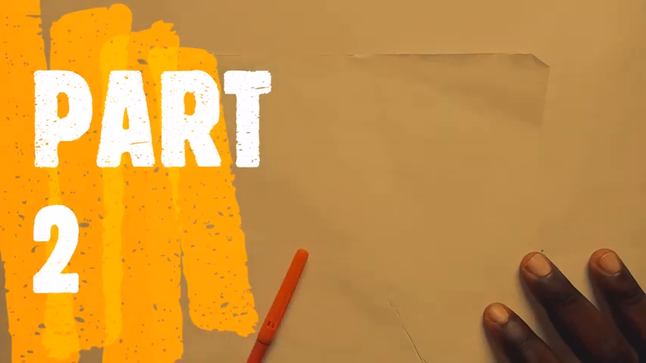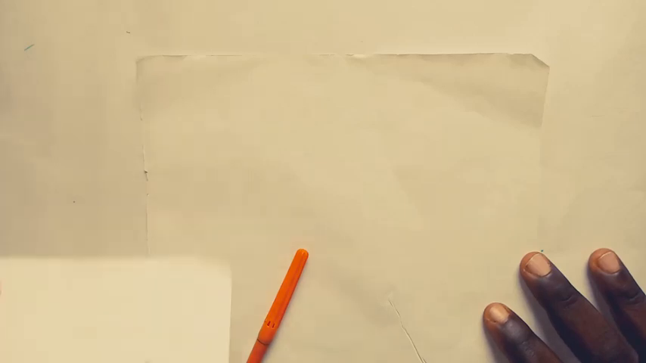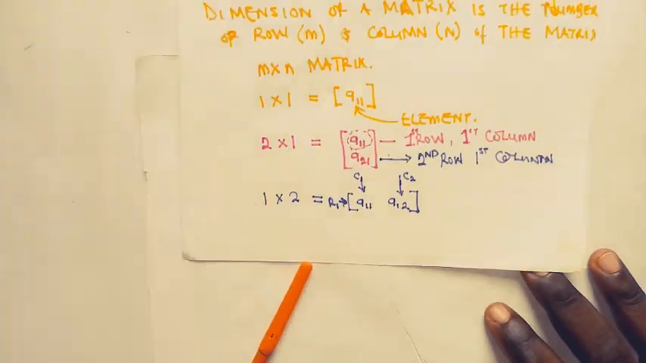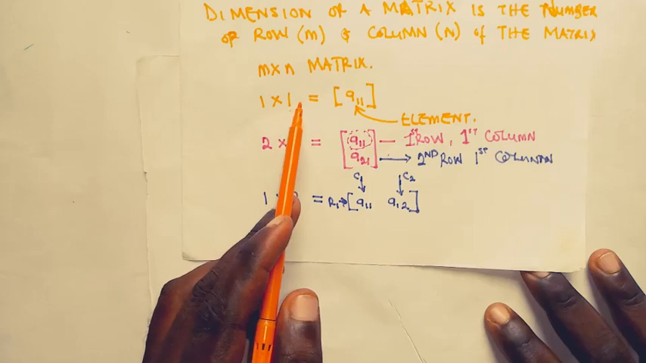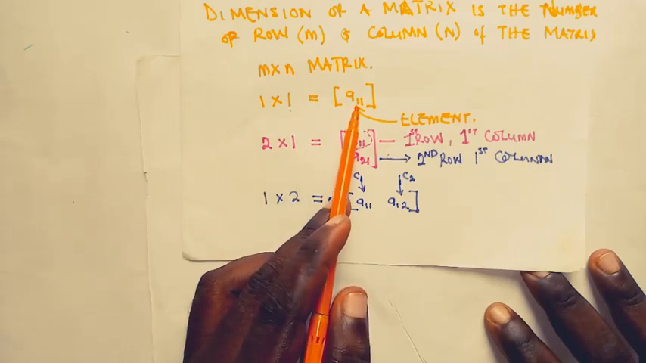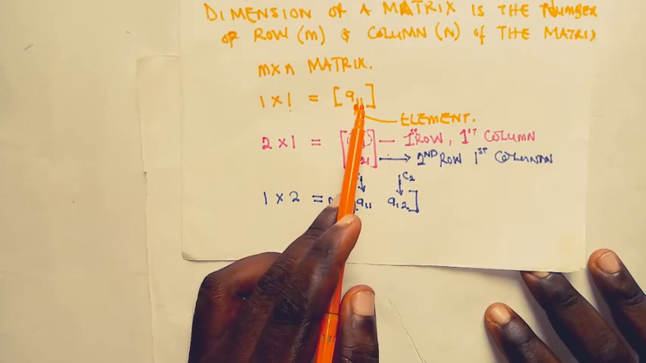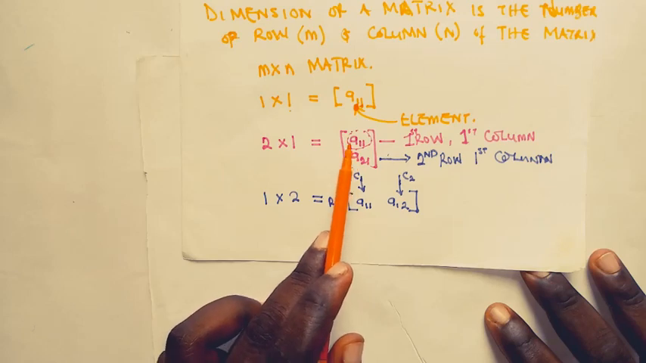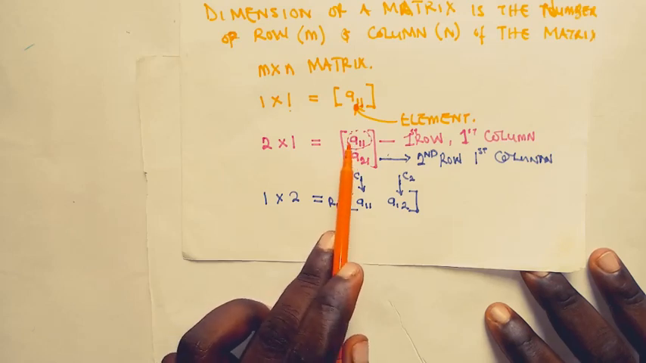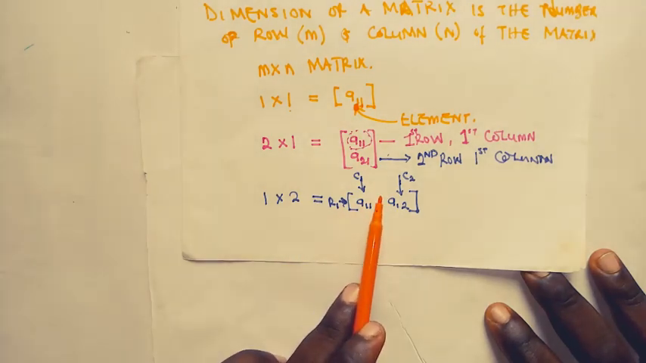Yes, in part 1 of this matrix video, remember we were looking at the different dimensions of matrices, and we have seen that a 1 by 1 matrix only has a single element, which is in the first row and the first column. A 2 by 1 matrix has two rows and one column, while a 1 by 2 has just one row and two columns.